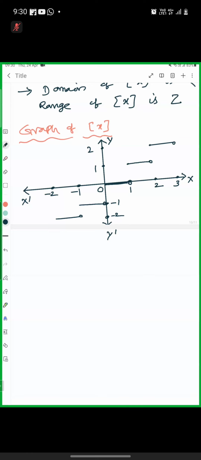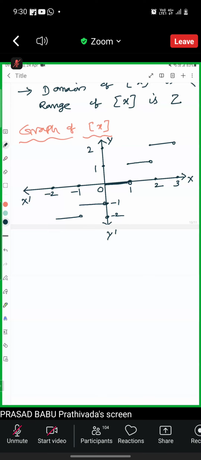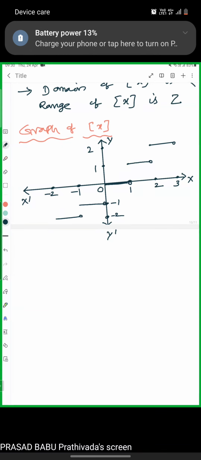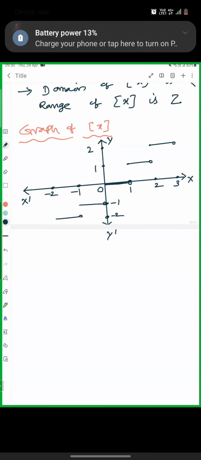Clear about the graph of step x? Yes, sir. Why is this greatest integer function also called the step function? Because the graph looks like steps. That's why.